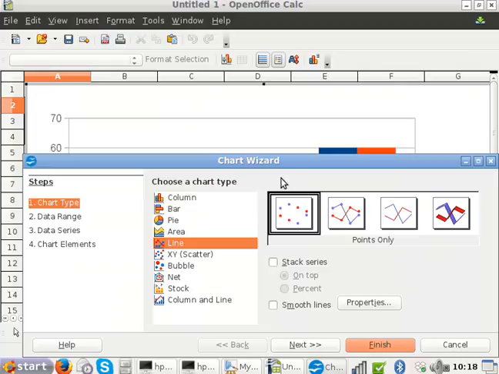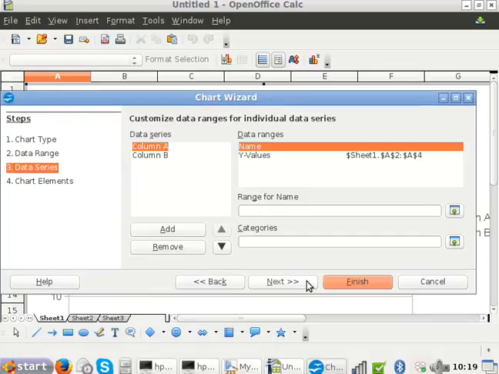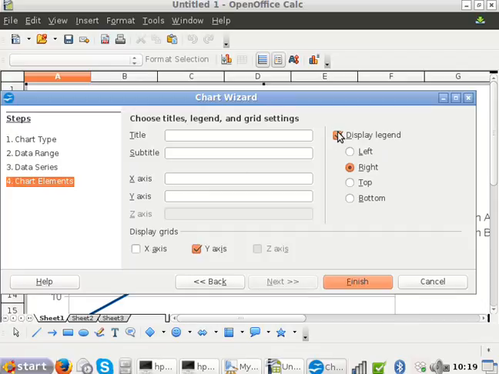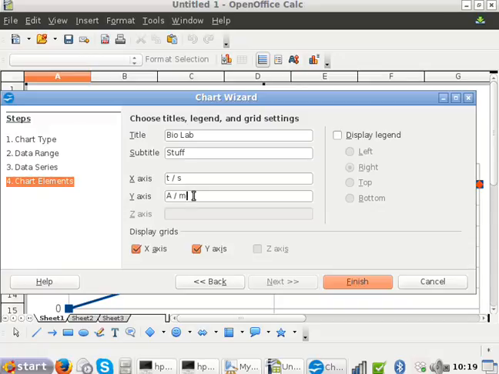Line. And we want connections. Okay, now please do not forget in the exam you need a title. So this is, I don't know, biolab stuff. X-axis is time in seconds and y-axis is activity in milliliters.